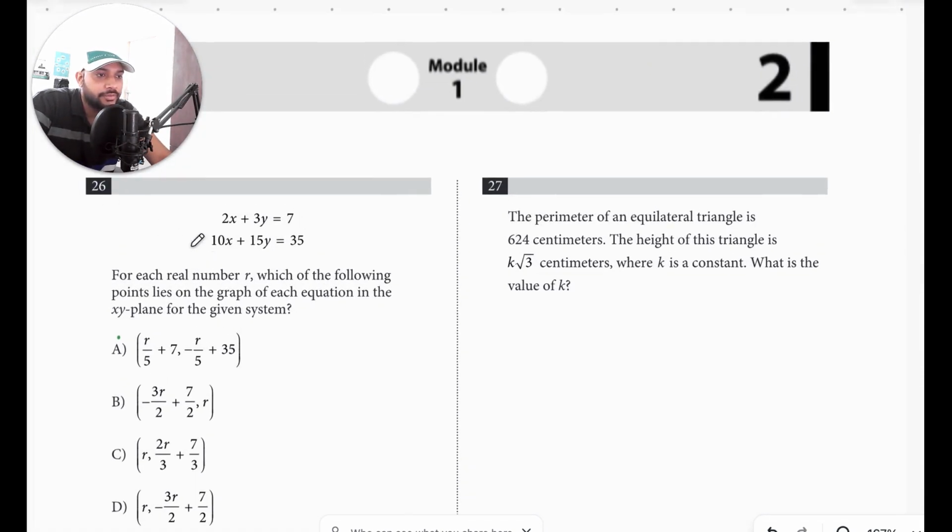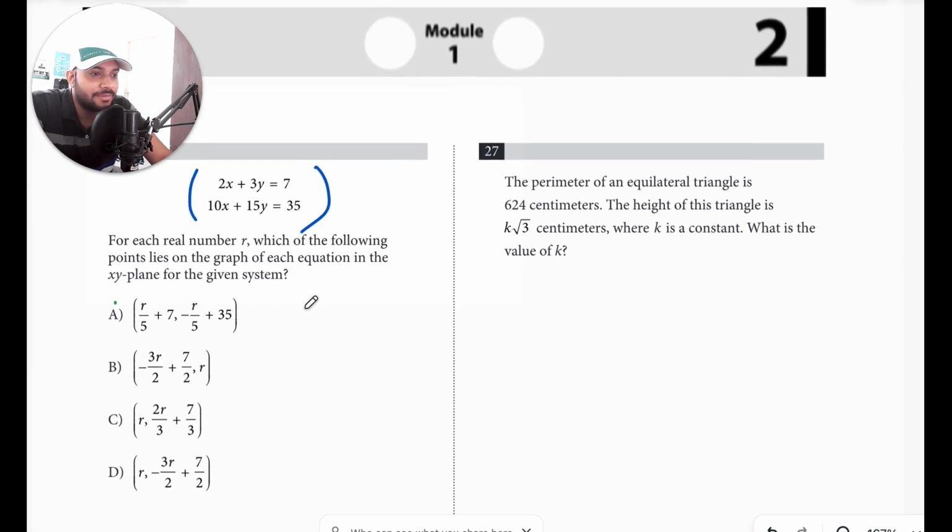So here is the next question, question 26. For each real number r, which of the following points lies on the graph of each equation in the xy plane for the given systems? Which of these numbers will for sure lie on each of the equations of the given system?